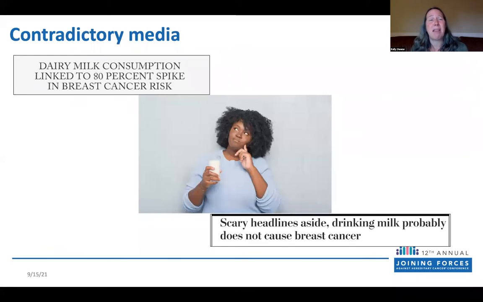We also see in the media a lot of contradictory media. In this case, both of these headlines about a study on milk are about the same scientific study. One headline says, "Dairy milk consumption linked to 80% spike in breast cancer risk." That's a huge worry. And the other, "Scary headlines aside, drinking milk does not cause breast cancer," is actually more reflective of the reality. There may be a slight impact of fats in milk. Again, nutritional studies are very difficult to do, and it doesn't seem that it's associated with breast cancer risk.